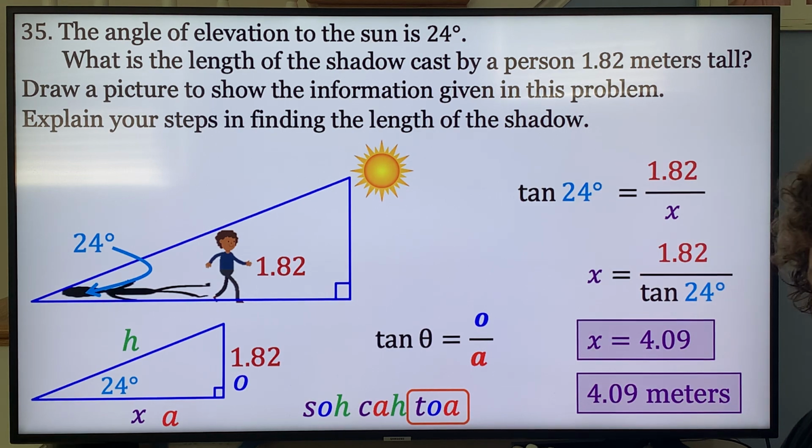I went 3 sig figs. That's good. That's what we're going to be doing. You'll find out after chapter 1. All right. That's how big a shadow is. Big shadow. Little shadow.